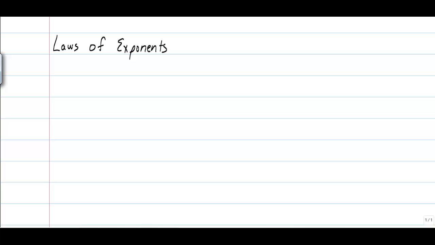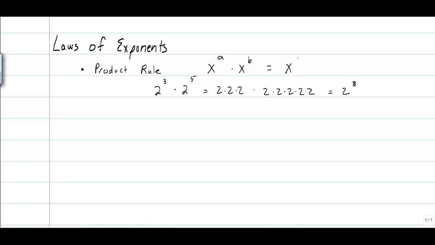Now let's look at the laws of exponents. And our first law is going to be the product rule. Let's see if we can figure out what the product rule would be. Product means multiplication. So if I have 2 to the 3rd power times 2 to the 5th power, if I wrote this out in terms of repeated multiplication, I would have 3 2's multiplied together and then 5 2's multiplied together. And I would end up with a total of 8 2's multiplied together for 2 to the 8th. Well, this indicates that my product rule looks something like this. If I have x to the a power times x to the b power, that's simply x to the a plus b.